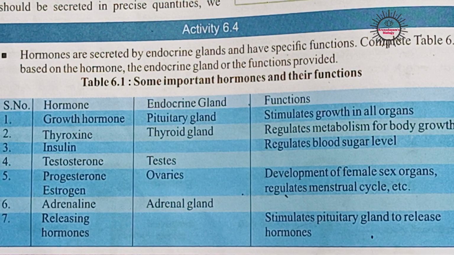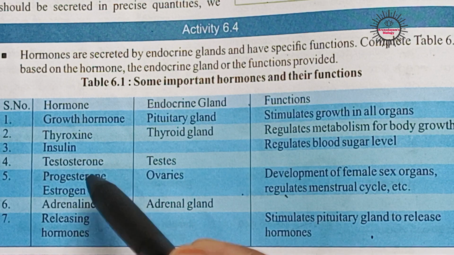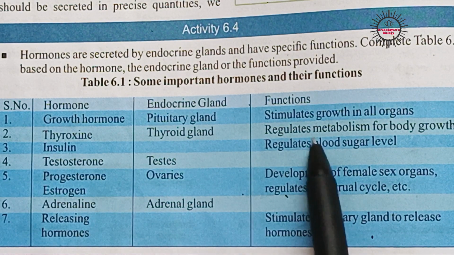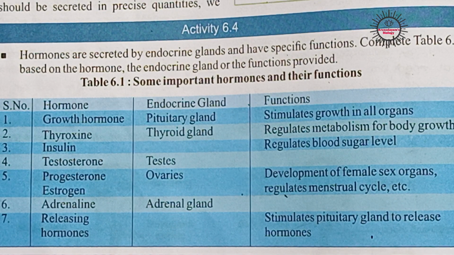Okay, it is present in our neck, this gland, and this produces a hormone called thyroxine. Usually you will observe on salt packets, iodized salt is enriched with iodine, isn't it? That means that salt is enriched with iodine. Iodine is useful for the synthesis of thyroxine from the thyroid gland. And this hormone is useful for regulating the metabolism of body growth.